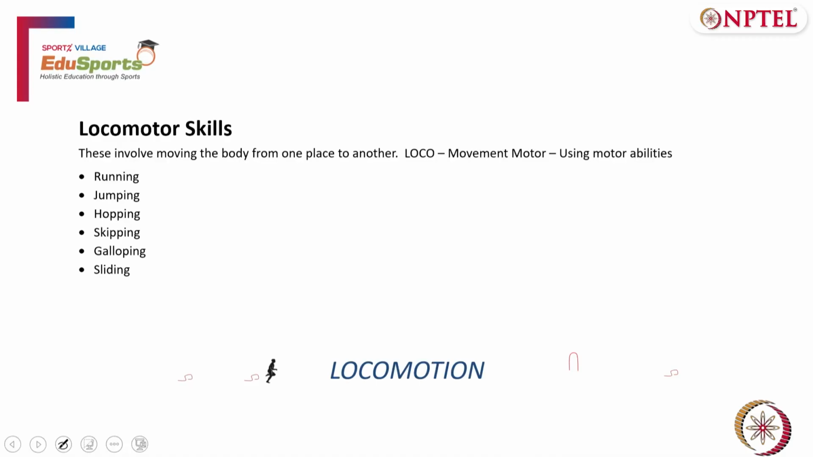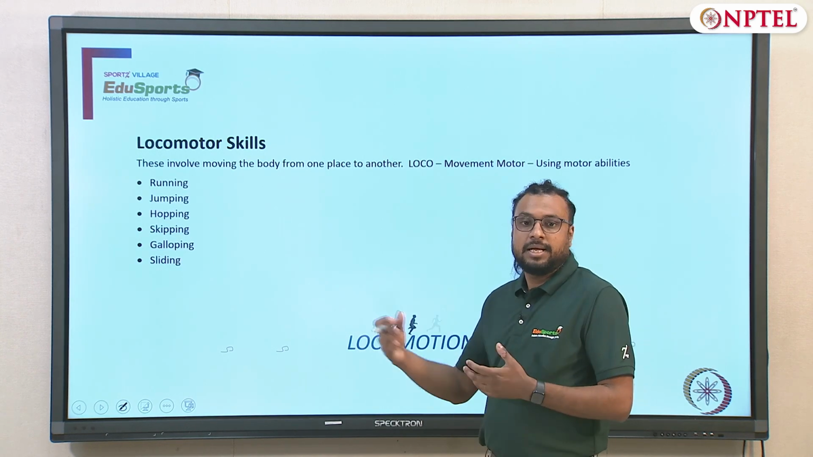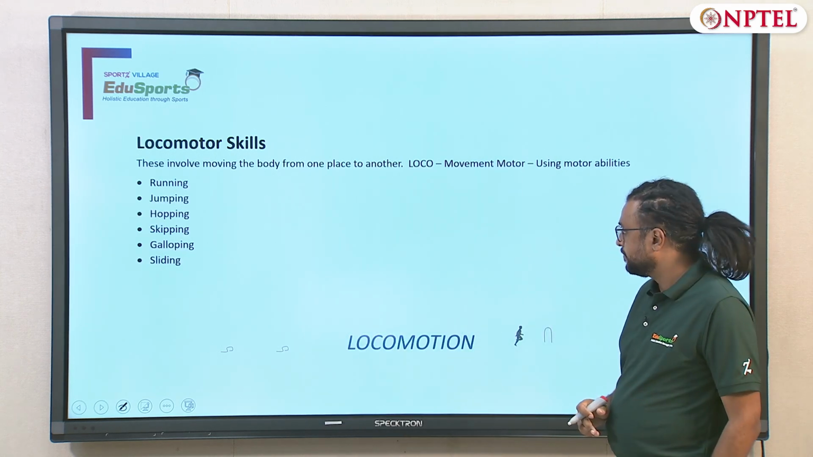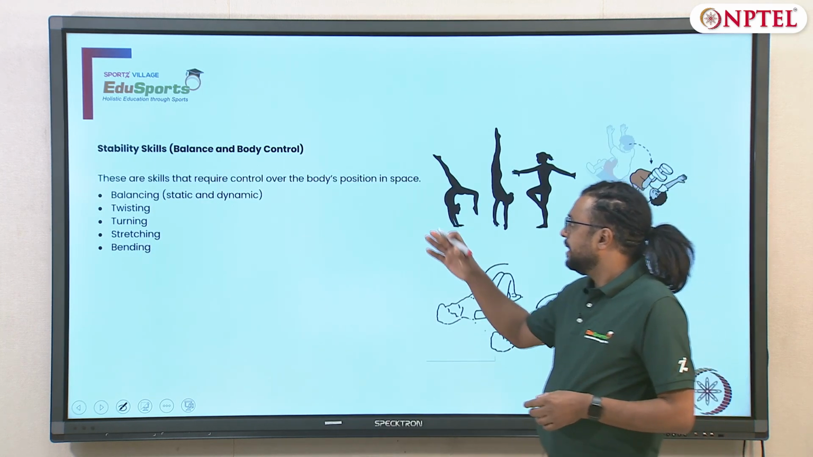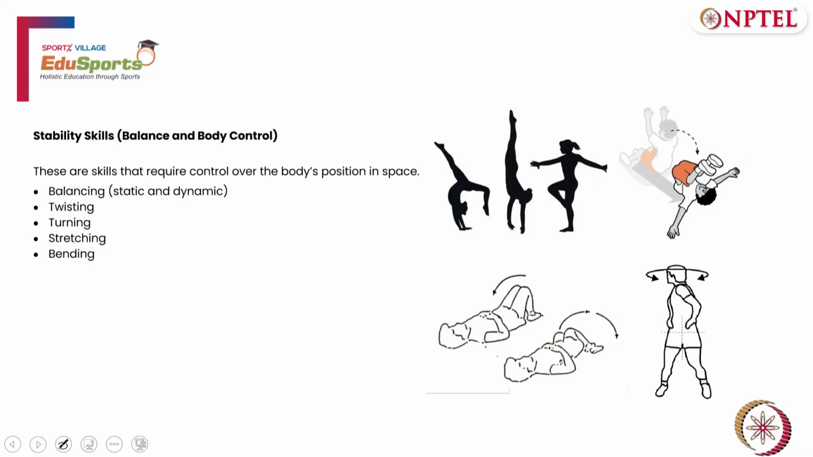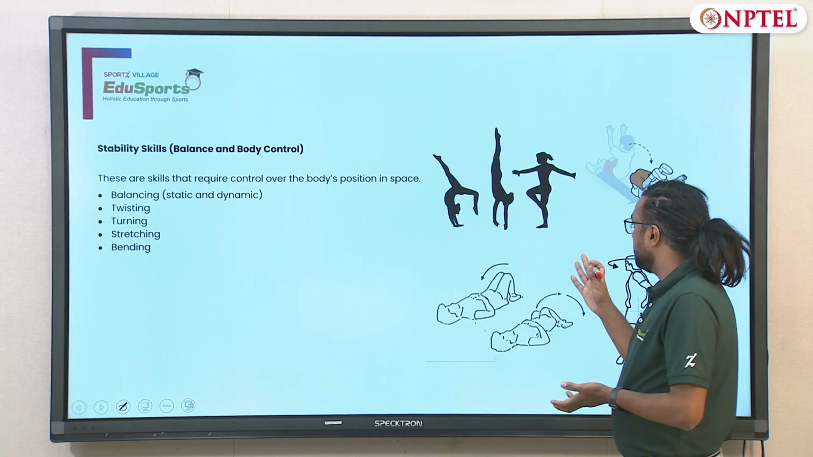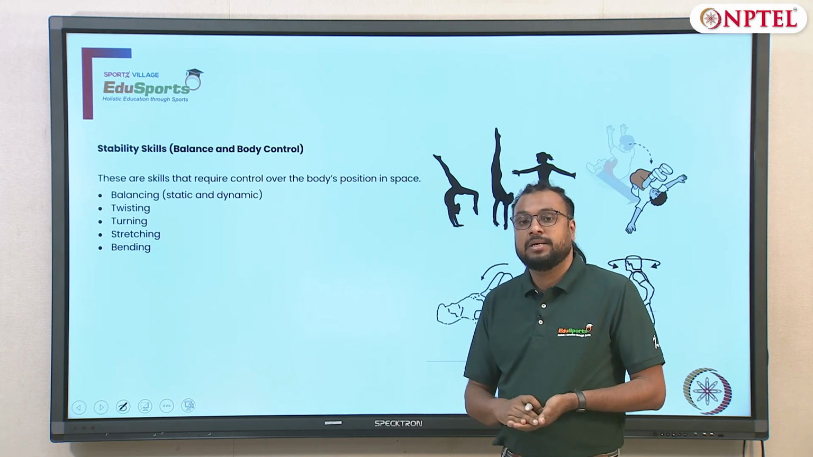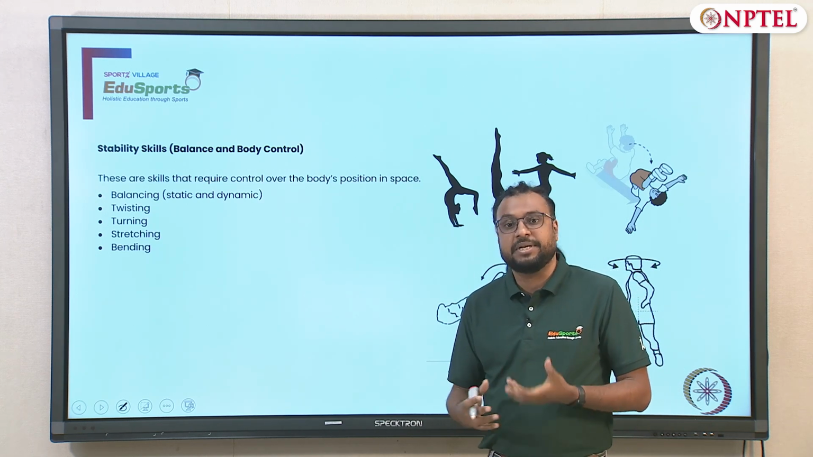Again, the word locomotor means movement using motor abilities is a locomotion, and these are the examples of the same. Stability skill or balance and control of your body, or non-manipulative skill, what we call. These are the examples of it, and all the stretching exercises, yoga, all this come under stability skill.